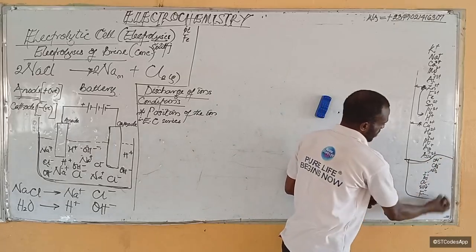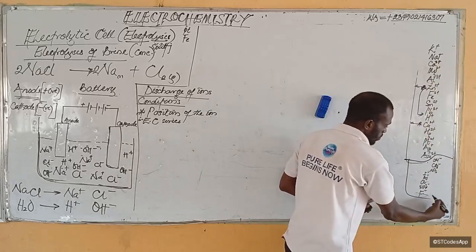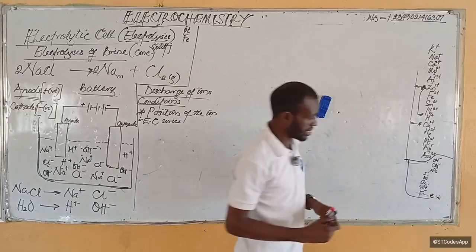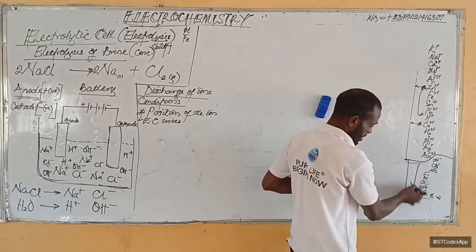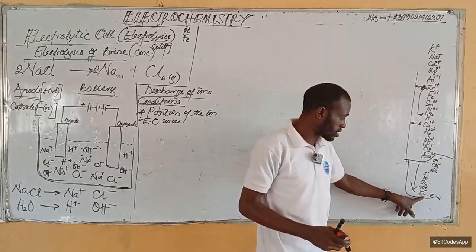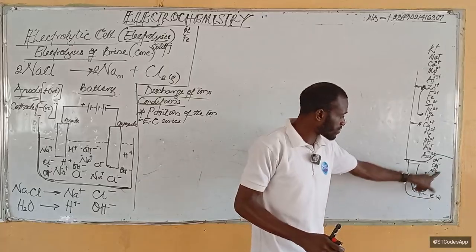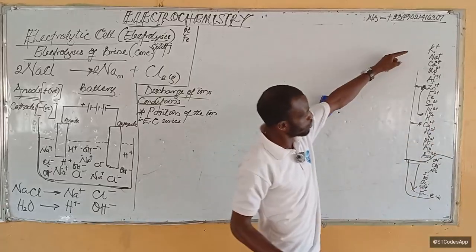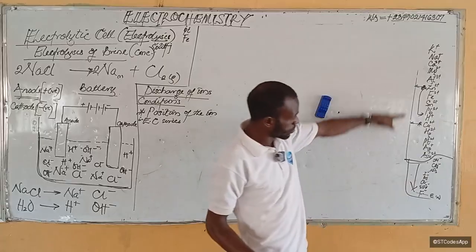So while this one above here is the electropositivity series, this one will be the electronegativity series. Is that okay? And as you go down like this, the electronegativity increases. So this is the most electronegative ion, then the rest follow like that. So this one too is the most electropositive ion, then these ones follow.